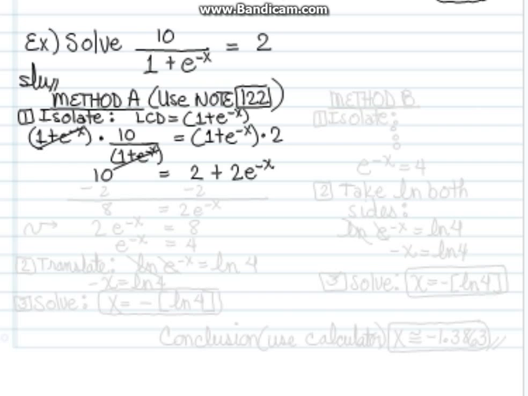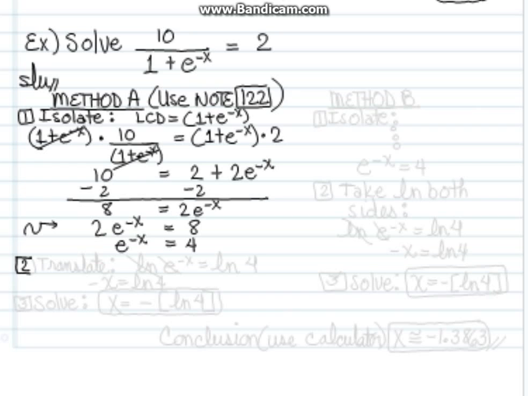Remember what I'm trying to do in step 1. I'm trying to isolate the exponent, e raised to the negative x power, and I'm pretty close to doing that. I'm going to get that 2 to the other side by subtracting 2 from both sides. That gives me 8 equals 2 times e to the negative x. Turn the whole thing backwards, I want my base e on the left side. Now get rid of the 2 that's multiplying by dividing both sides by 2. So we get e to the negative x equals 8 divided by 2, which is 4.